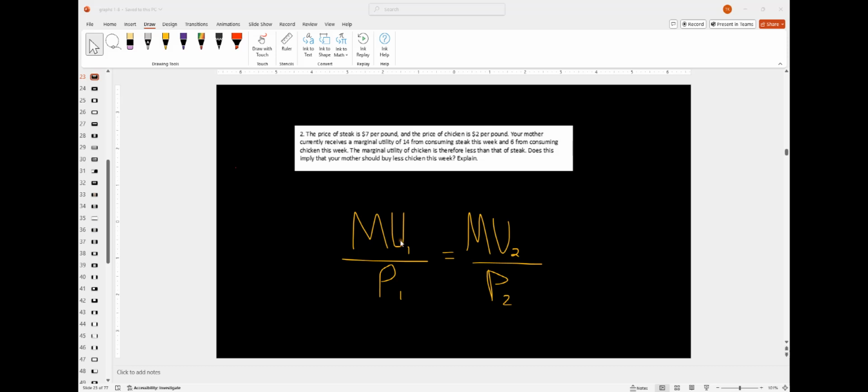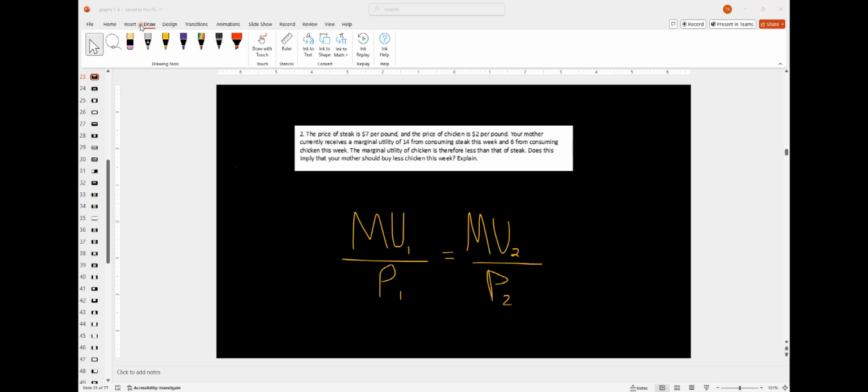I wrote marginal utility of the first product divided by price of the first product equals marginal utility of the second product divided by the price of the second product. I wrote that in handwriting, and this is the utility maximization formula. And then I'm going up to here.